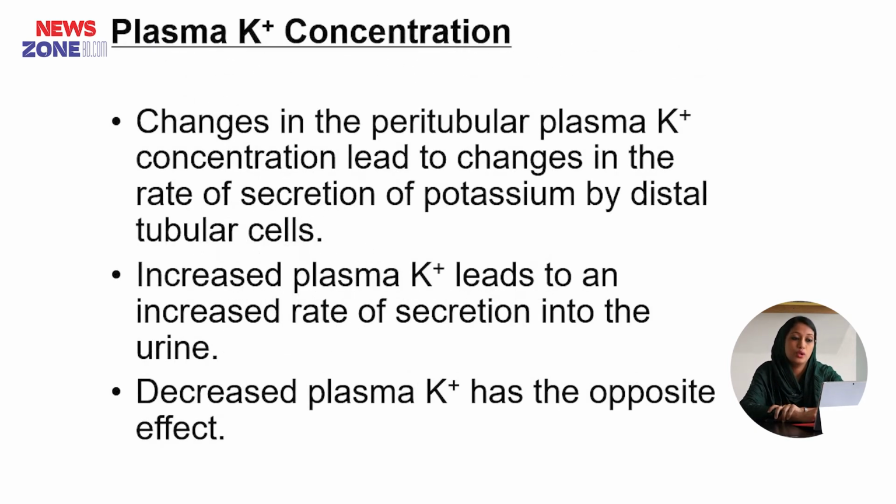Now, plasma potassium concentration. Changes in the peritubular plasma potassium concentration lead to change in the rate of secretion of potassium by distal tubular cells. Increased plasma potassium leads to an increased rate of secretion into urine, and decreased plasma potassium level has the opposite effect.